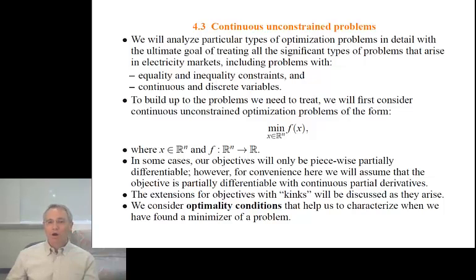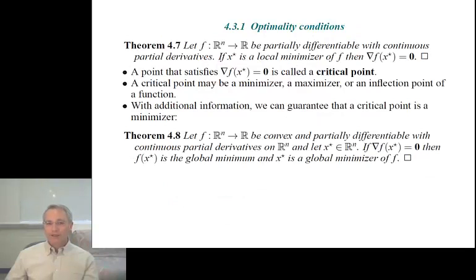So we're going to consider optimality conditions that'll help us to characterize when we've found a minimizer. So let's look at those optimality conditions for an unconstrained problem. I would expect the conditions that I'm about to describe are pretty familiar to most people watching this material. So in particular, if f is partially differentiable with continuous partial derivatives, and if x star is a local minimizer of f, then the gradient of f evaluated at x star is equal to 0.